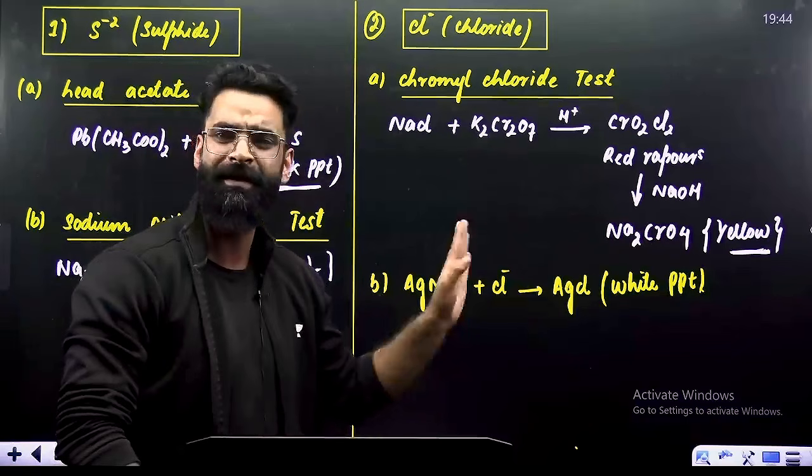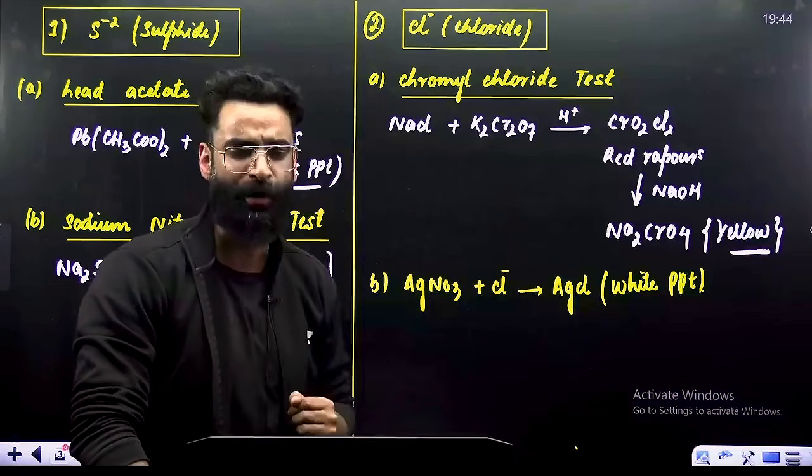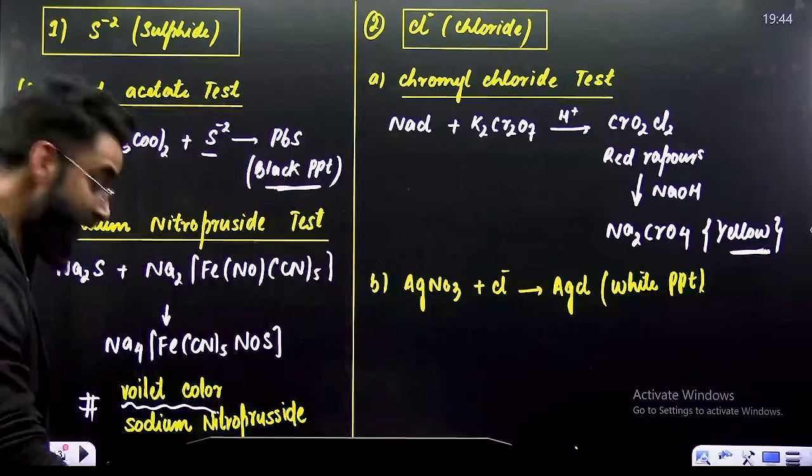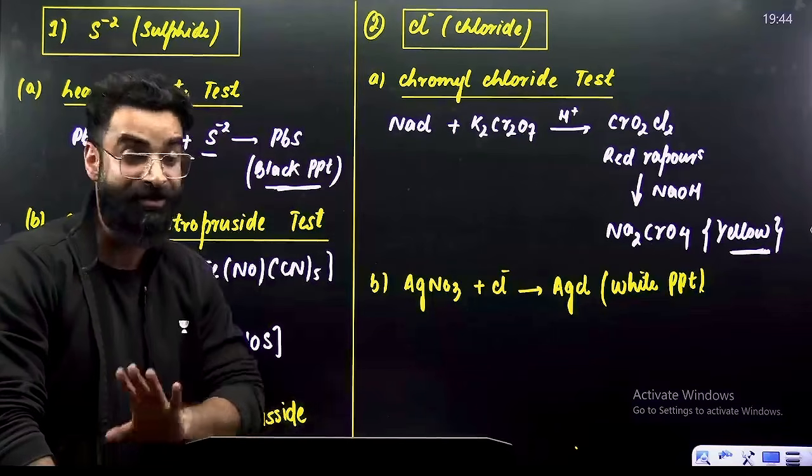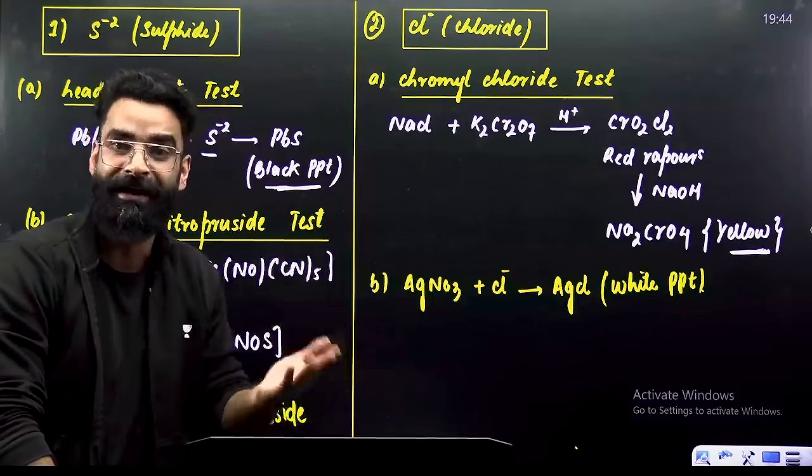This is again one more test by means of which you can detect whether there are chloride ions in the solution or not. Okay. I know this is something which you have to remember. And it's not easy to remember. So for that, you have to revise it again and again.